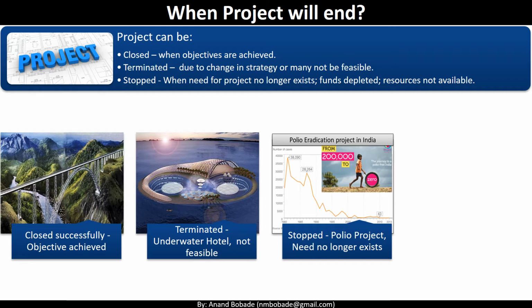For example, in India there was a project related to polio eradication. So the government stopped this project when there were no patients left. In simple words, you can say the polio disease was totally eradicated, and then there was no need for this project to continue anymore. In any case, project closure processes need to be executed. Either you close successfully, terminate, or you stop it.